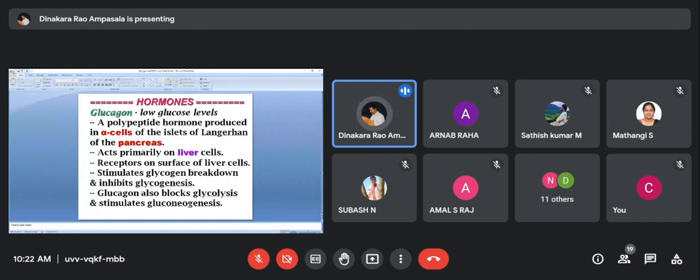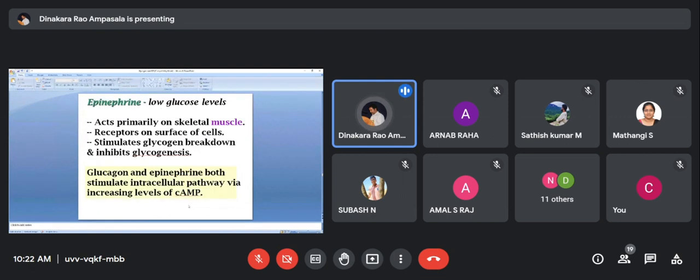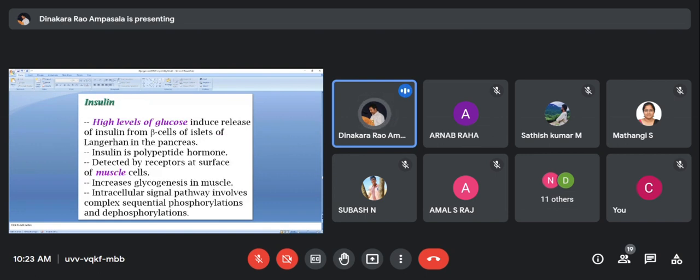So, epinephrine, when glucose levels are low, acts primarily on muscle cells, through receptors present on these muscle cells, and it stimulates glycogen breakdown and inhibits glycogen synthesis. Okay, glucagon and epinephrine both stimulate the intracellular pathway by increasing the level of cyclic AMP. Cyclic AMP, we have seen, is a second messenger activating protein kinases, which phosphorylate and dephosphorylate by covalent modification. Some enzymes get activated and some enzymes get inactivated.